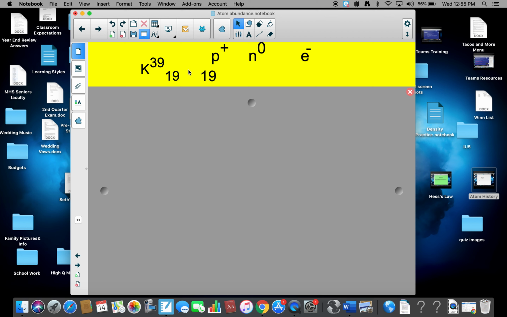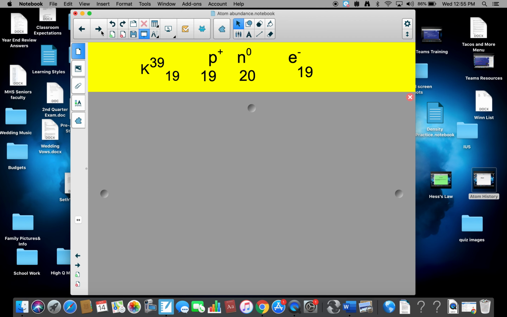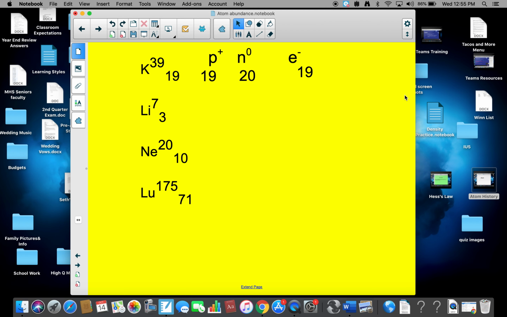Well, I have 19 protons because that's the atomic number. And there's no charge here, so the number of protons and the number of electrons have to always be the same. To find the number of neutrons, I take the atomic mass and subtract the atomic number. So I get 20. So I have 19 protons, 20 neutrons, 19 electrons. Copy the rest of these down. We'll do these in class.